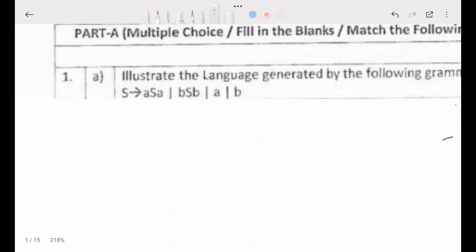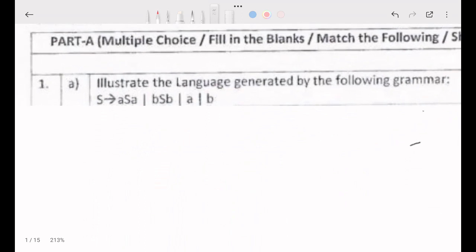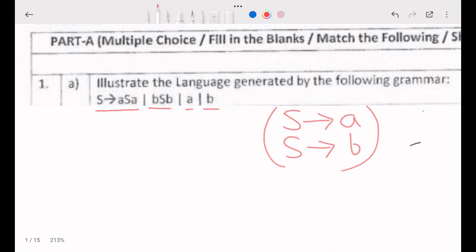So today's first question, what are they asking? S produces A S A or B S B or A or B, and he is asking what is the grammar. Now at first you should write S produces terminal A, S produces terminal B. I am writing separately here. Done. Next I will use both one by one.